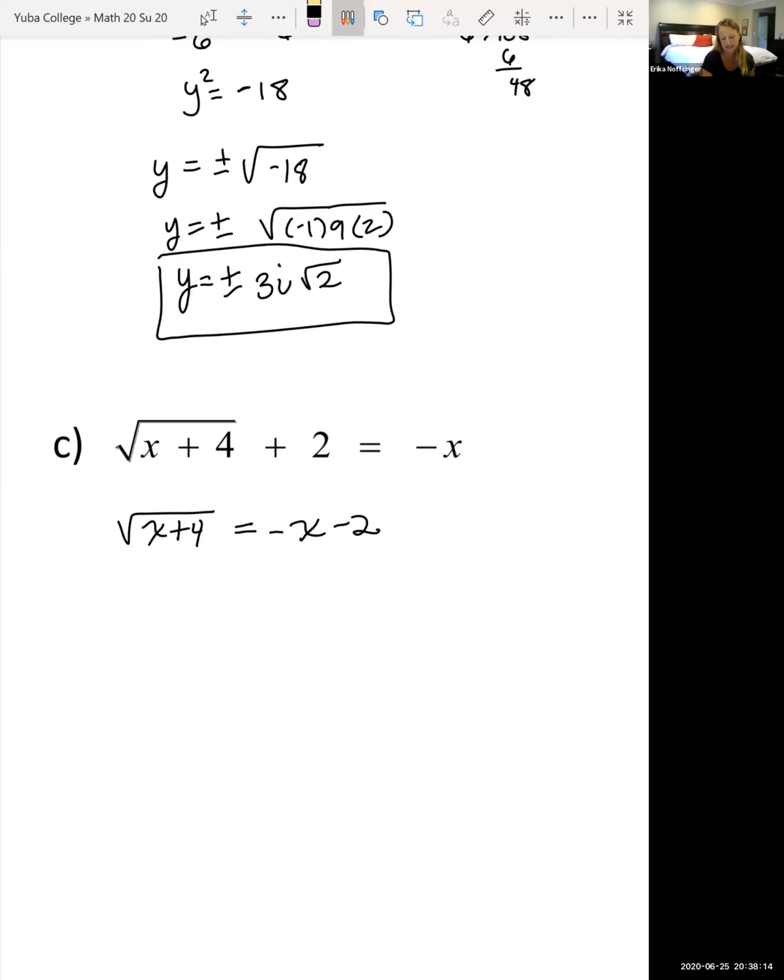So once you've isolated a radical, there's only one in this expression, but once you've isolated it, you want to raise both sides to the power of the index to clear the radical. And so in this case, we would square both sides.